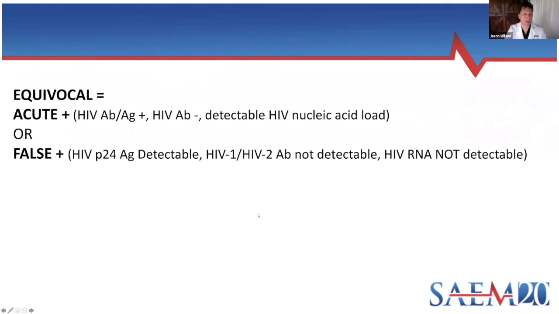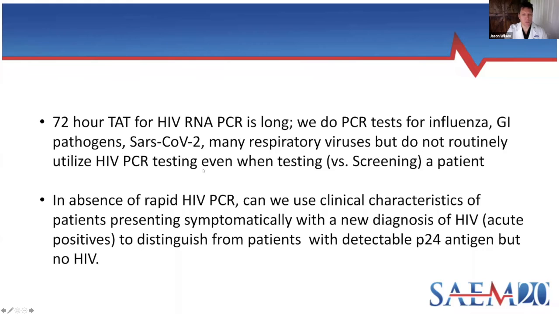How do we distinguish between those two patients, and what do we do with that information during the clinical encounter? So again, we're looking at patients with an equivocal test result, and we're defining an equivocal test as either an acute positive, where the viral load is eventually detectable, or a false positive, where the viral load is not detectable. But during the acute clinical encounter, this first part looks the same. For some reason, the HIV antibody antigen screen is reactive, but the antibody is negative. So again, the problem is that the RNA test takes too long to come back.